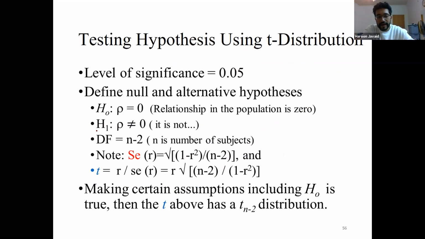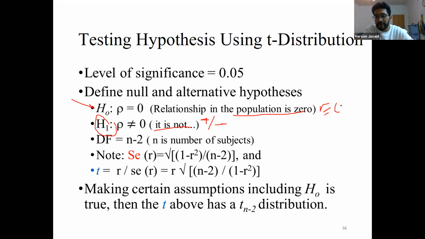So H1 is that... define the null. Okay, so you have to memorize what the null hypothesis is. The null hypothesis is that the relationship in the population is 0. And if it's not 0, that means that a relationship exists, either positive or negative. So this means that R is equal to 0.